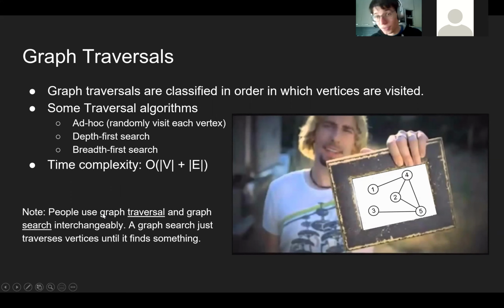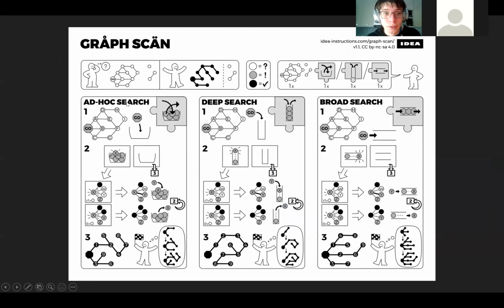As you may have noticed, I probably said traversal versus search. You may hear both. They both are completely fine. Both mean the same thing. And here's some drawings. Ad hoc, as you can see, goes randomly. Depth first search, you keep going as far as you can in one direction until you can't go any further. And once you hit a roadblock where you can't go any further, you backtrack. And breadth first search is just to go one further away each time.